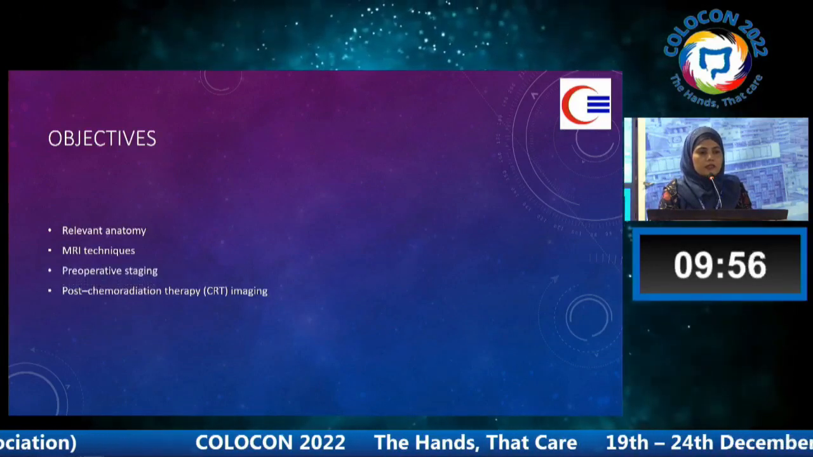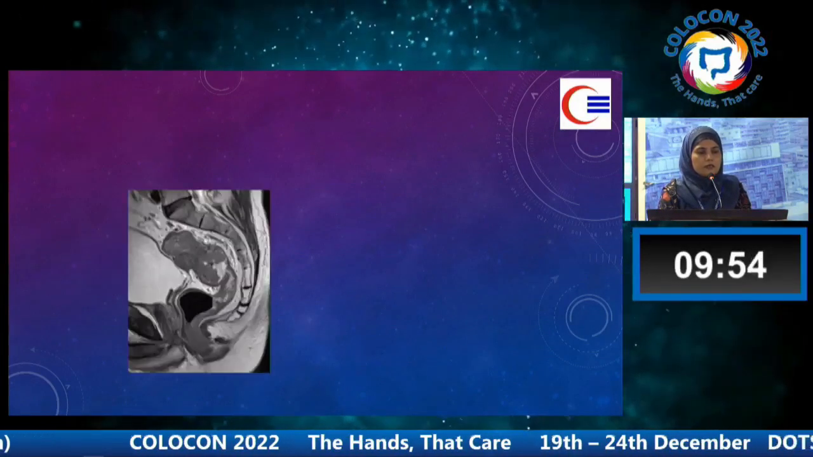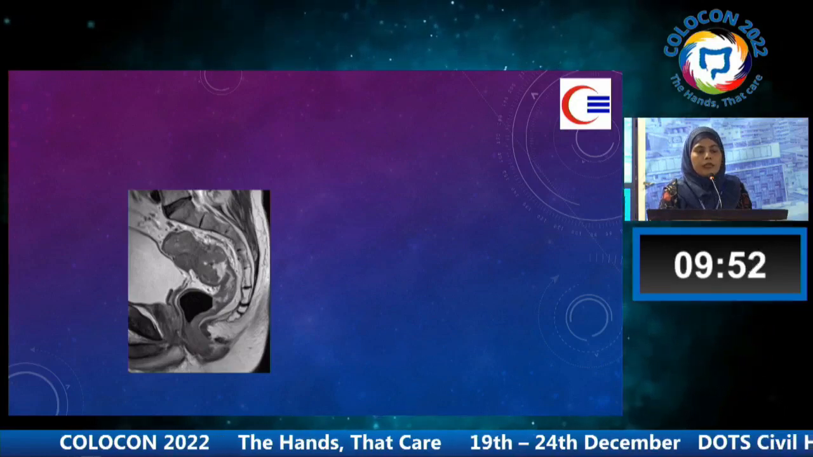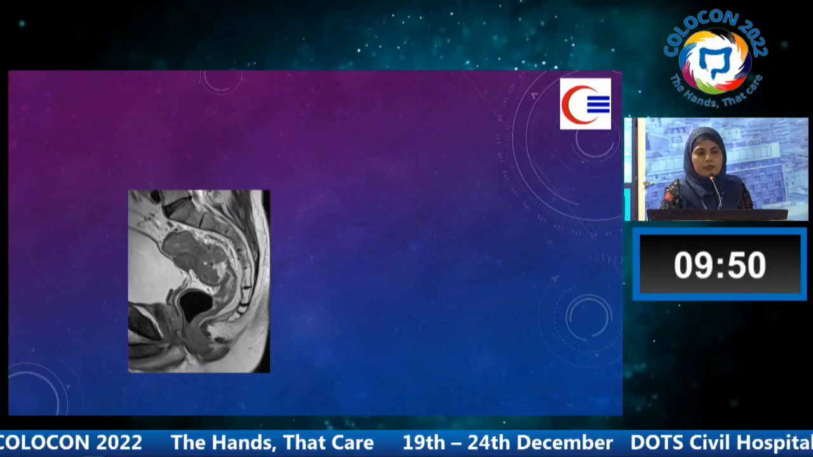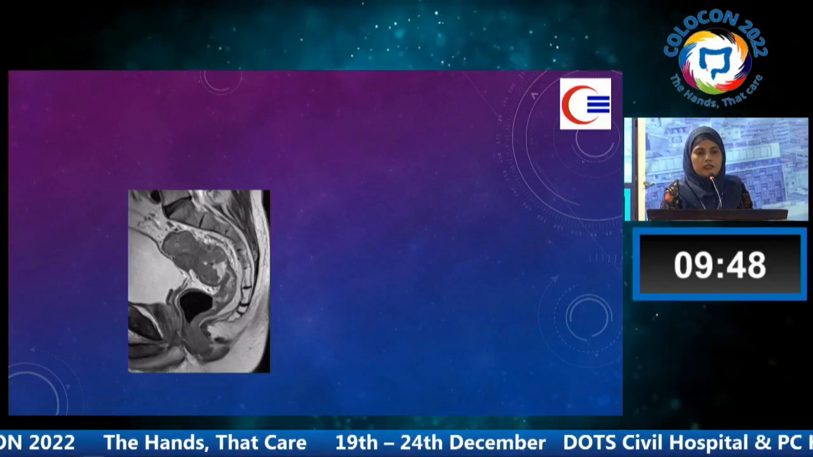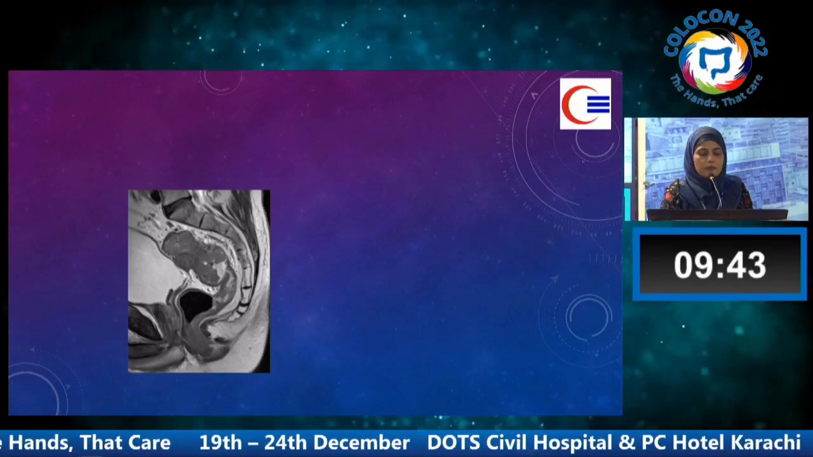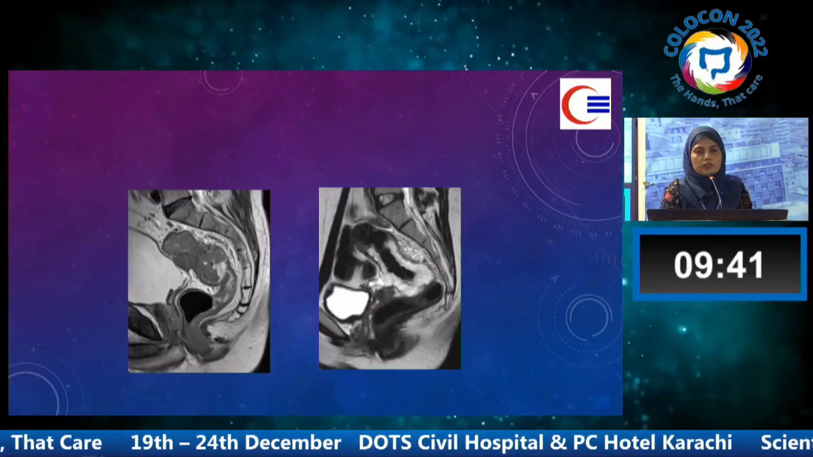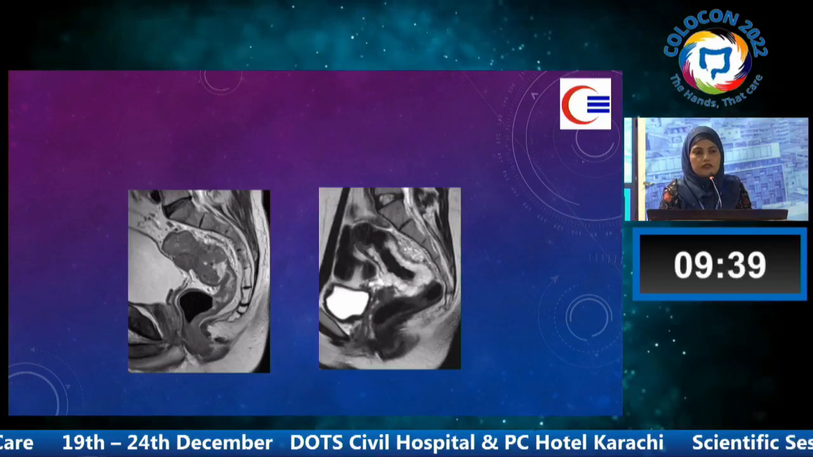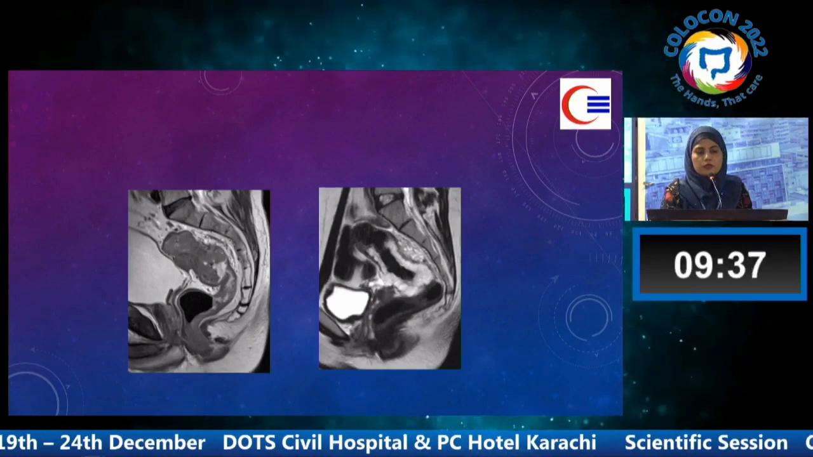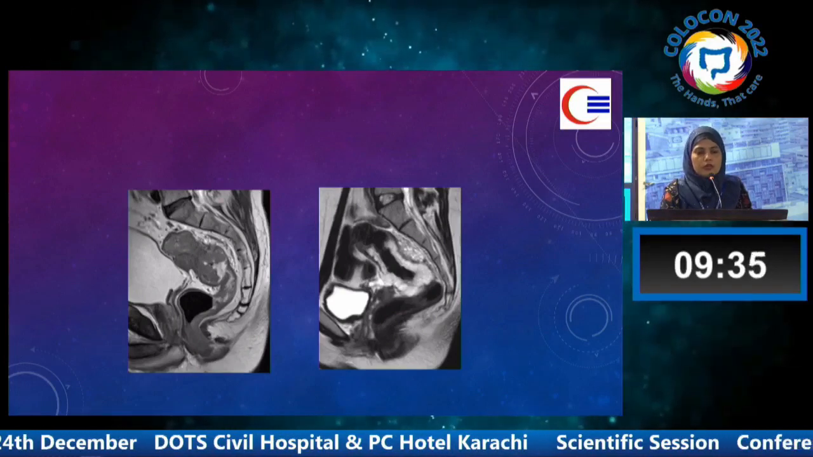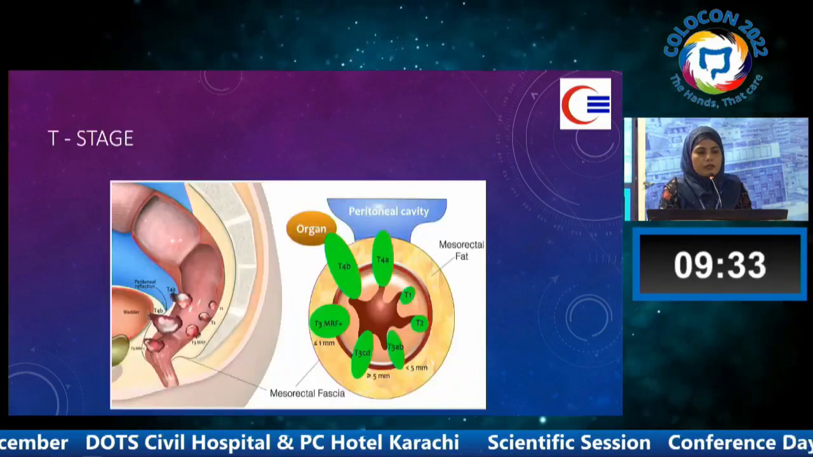Then our third objective is staging, which is the main purpose of staying here. Tumor itself appears as intermediate signal. It is not black, it is not white. It is intermediate or gray signal, apart from mucinous tumors, which are very high signal. They are rare, they are very bright on T2 weighted images, and they always have bad prognosis.